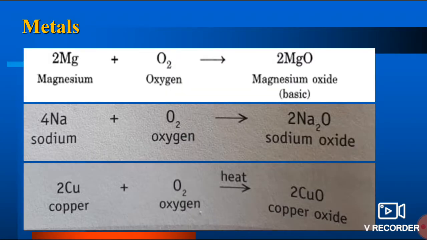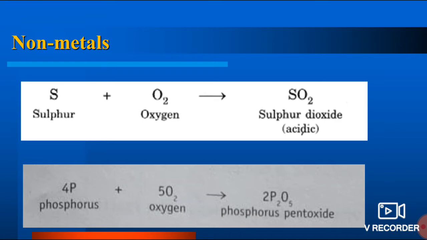So let's see the reaction which happens when a metal comes in contact with oxygen. Magnesium reacts with oxygen and forms magnesium oxide, which is basic in nature. We'll see one example of testing, how we can test that. Sodium, when it reacts with oxygen, forms sodium oxide. When copper reacts with oxygen, it forms copper oxide, and for that heating is needed. There are certain reactions which require a high amount of heat, and certain reactions which require very little heat, so that depends on the nature and requirement of the reaction.